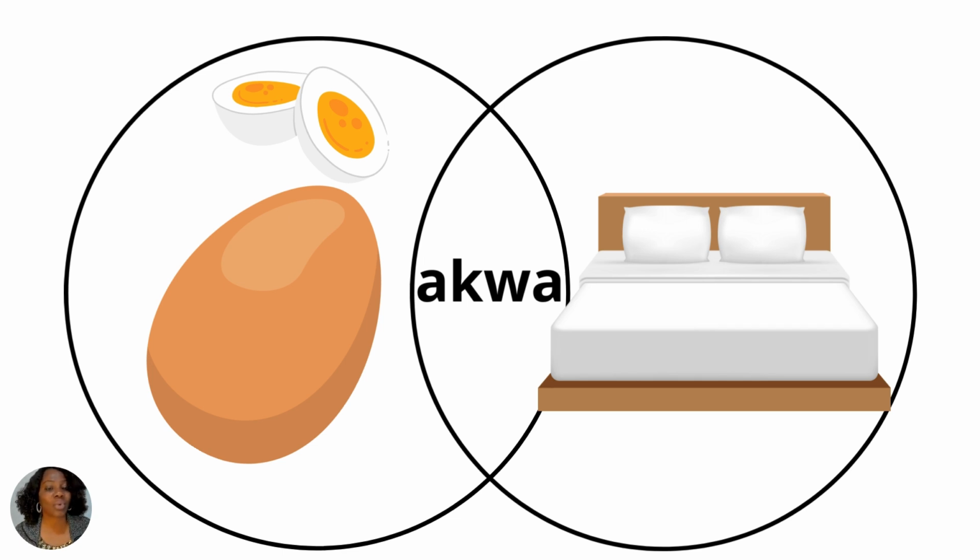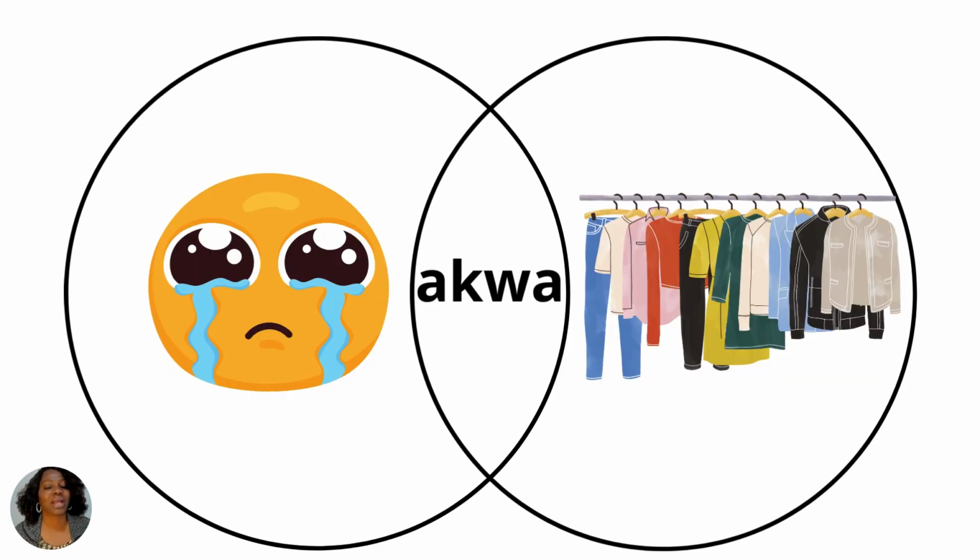Then we have Akwa, which can be, on the left, Akwa, and then on the right, Akwa. Akwa, egg, Akwa, bed. Then we have the same word, Akwa. You can see here, Akwa, cry. On the right, Akwa, clothes.